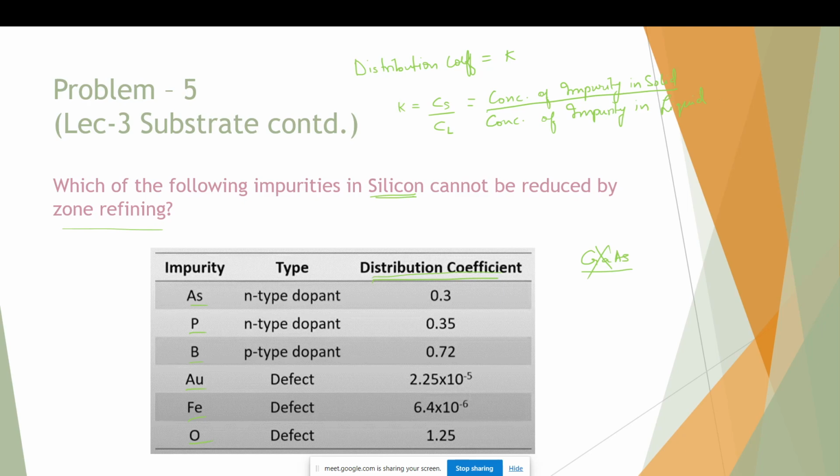Right. So if my K is less than 1, that means that my impurity likes to stay in the liquid state more than it likes to stay in the solid state. So there is less concentration in the solid state compared to the liquid state. If K is equal to 1, then even when I melt the ingot, the impurity will have the same concentration in the melt as well as the solid. But when K is greater than 1, the impurity will prefer to stay in the solid, and the concentration of the impurity in liquid will be less.